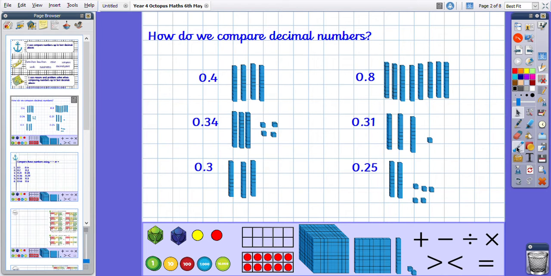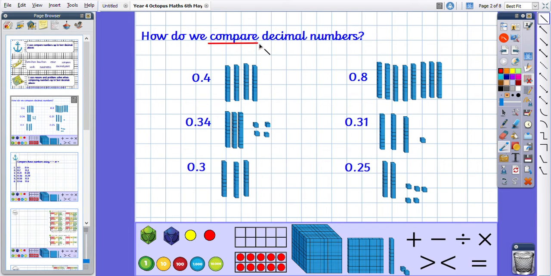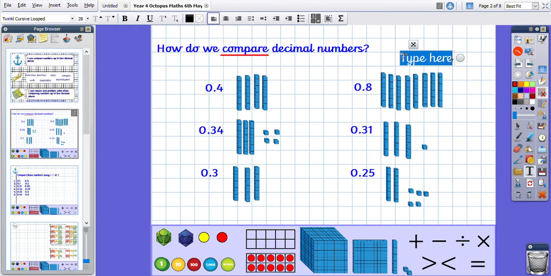Now I am comparing numbers. Now when I compare, it is important to remember that I need my crocodiles, my greater than or less than, or my equal sign. So in between these two numbers, I need to decide which one is bigger. So I can clearly see that here I've got 8 tenths and here I've got 4 tenths. So I know that I need this crocodile, remembering that the mouth is open at the bigger number because he wants a bigger dinner.